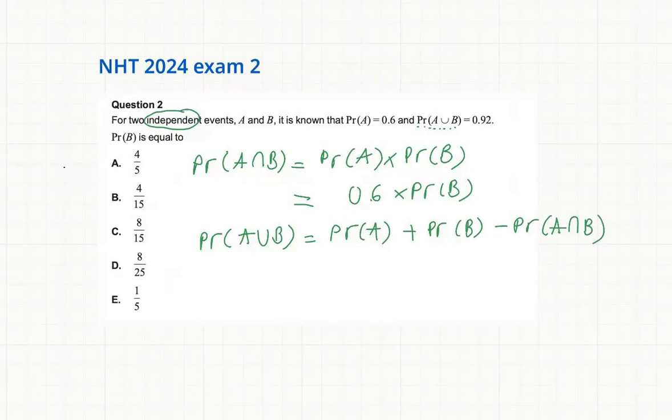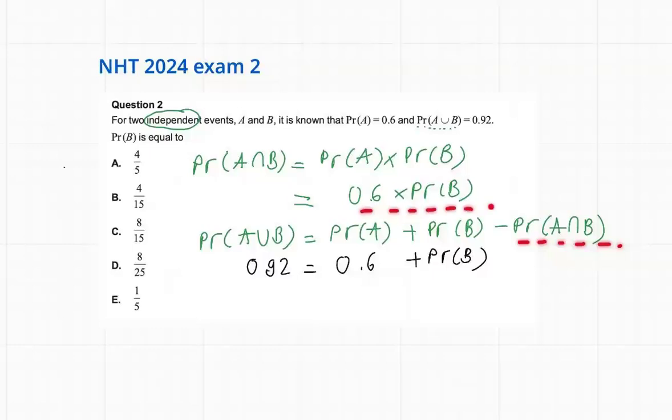We have the probability of A union B that will give us 0.92. The probability of A is 0.6. We don't know the probability of B. And then the probability of the intersection between A and B can be rewritten as 0.6 times the probability of B.